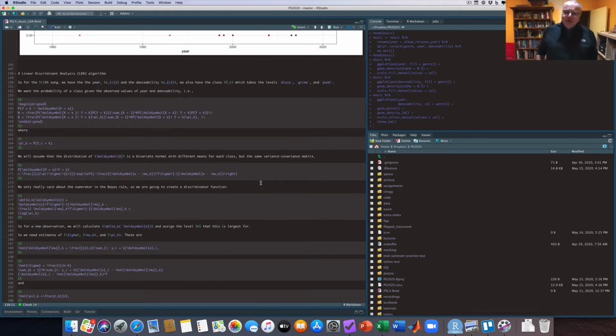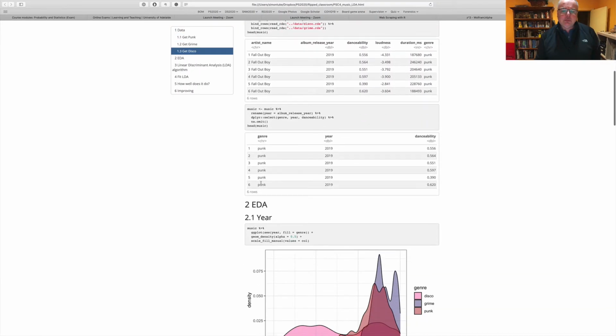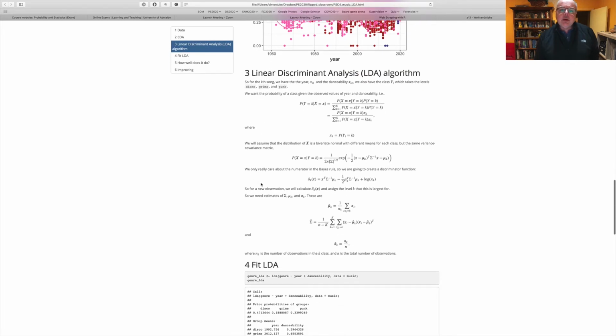So we're going to do a linear discriminant analysis. Let's go and actually have a look at this. Let's set up our model. What we're going to do is consider the ith song, and we have two predictors we're interested in. The first one is the year of that song and the second is the danceability. For each song, we have the class it's in, which is our response variable, or yi. And obviously in this case, it has three possible levels: disco, grime, and punk.